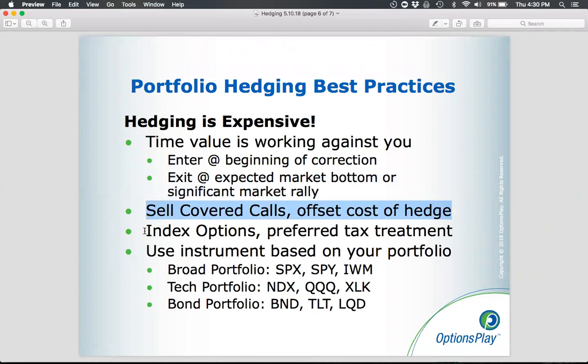The second piece is that you can choose between trading ETF options or index options. However, index options have preferred tax treatment. This is something that many people may not be aware of, but when you buy an index option like an SPX versus SPY or an NDX versus QQQ, which are both the same thing, just one's an ETF and one's the index, the index option has what's called the 60-40 tax preferential treatment.